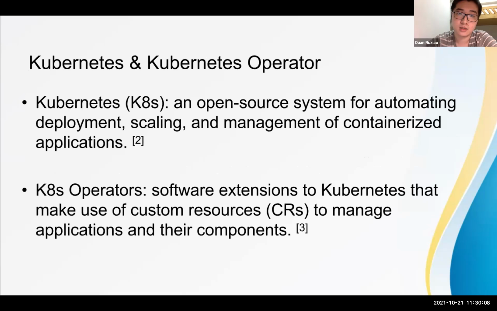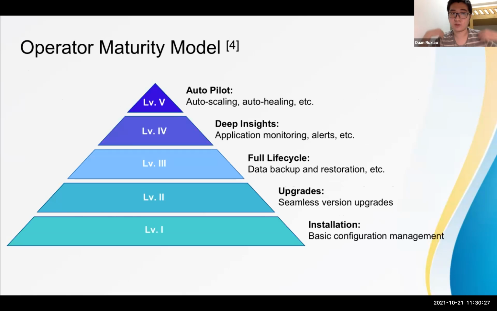So Kubernetes is an open source system for automating deployment, scaling, and management of containerized applications. And Kubernetes operators are just extensions to Kubernetes that make use of custom resources to manage applications and their components. And here is a famous maturity model for the Kubernetes operator. You can see that here are 5 levels, and each level has some functions. So only operators that have some functions in that level are said to have reached that particular level.